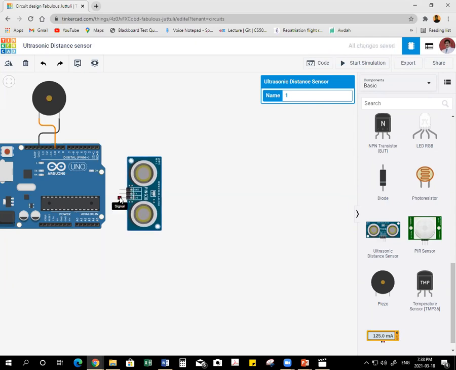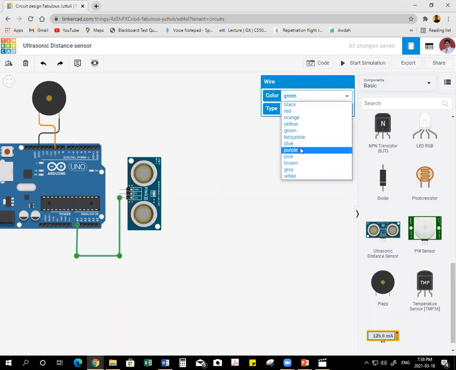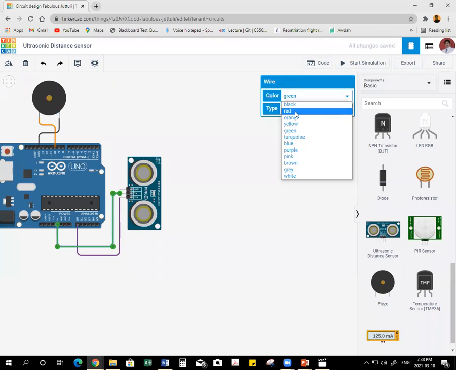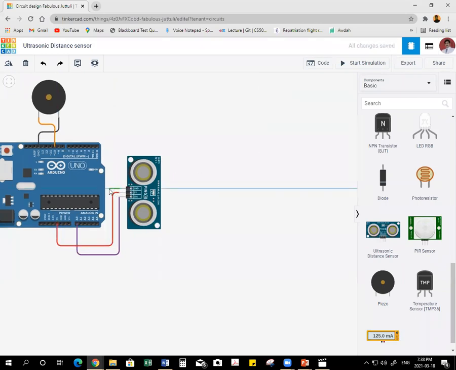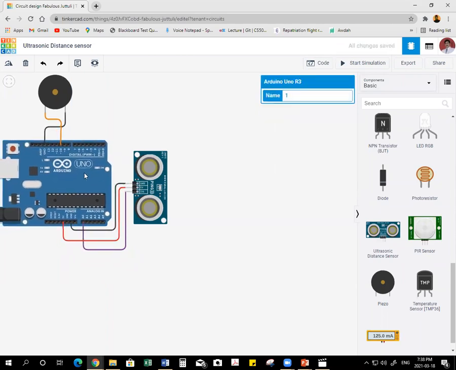No doubt. Signal should be A0, and this should be purple, I can say. Now we'll connect 5 volts. This will be red. Next I connect ground. Grounds you can connect anywhere. We have 3 grounds. Now this is black. Connections are finished.